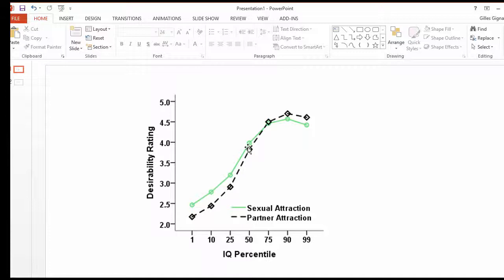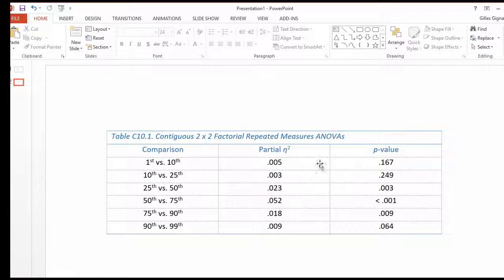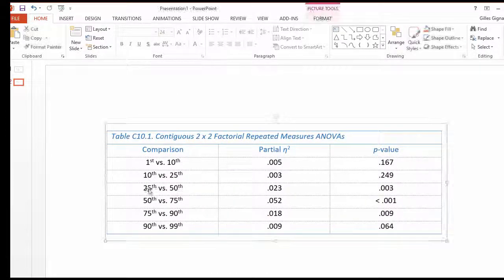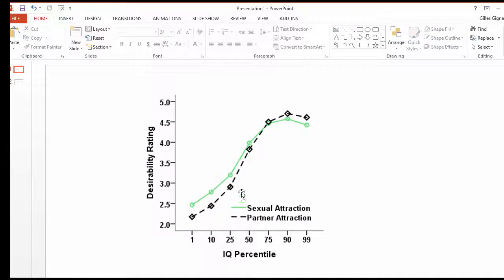I kept going here, and then I compared that, then I compared that, then I compared this, and that is where the interaction starts happening. So if you keep doing those 2x2s, you will find that eventually you hit significance once you compare the 25th and the 50th percentile. So that's going from here to here.